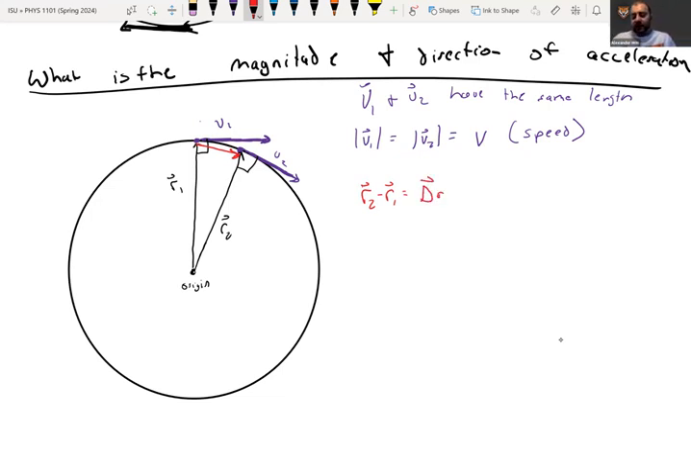Why is that relevant? As a reminder, the velocity vector, and this would be the average velocity between those two points, should be equal to the delta R vector over delta T. What this means is you should just be able to take magnitudes of this, so we can say that V is equal to delta R over delta T.